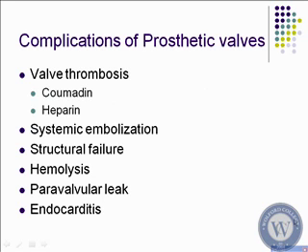Complications of the prosthetic valves include valve thrombosis. Coumadin and heparin are the treatment of choice, Coumadin being, of course, a long-term therapy. Systemic embolization, which means brain infarcts, including GI, are very severe complications. Anytime anybody comes in with severe abdominal pain who has a biomechanical valve in place, consider that you just threw an embolus to the GI tract and the person may have an ischemic bowel. Even if they're fully anticoagulated, invariably it's what it is.